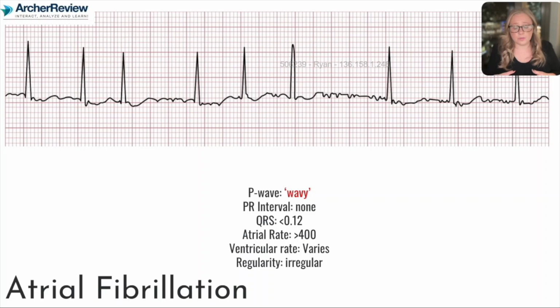There really are no P waves and therefore really no PR interval for us to measure. When we look at our QRS complex though, it's still normal. We still have a narrow QRS complex less than 0.12 seconds. That's great. That means our ventricles are still doing what they're supposed to do, contracting and sending blood forward. The atrial rate, when we try to determine the rate and regularity for this rhythm, that's going to be something crazy. It's going to be really hard to determine looking at this big wavy line.